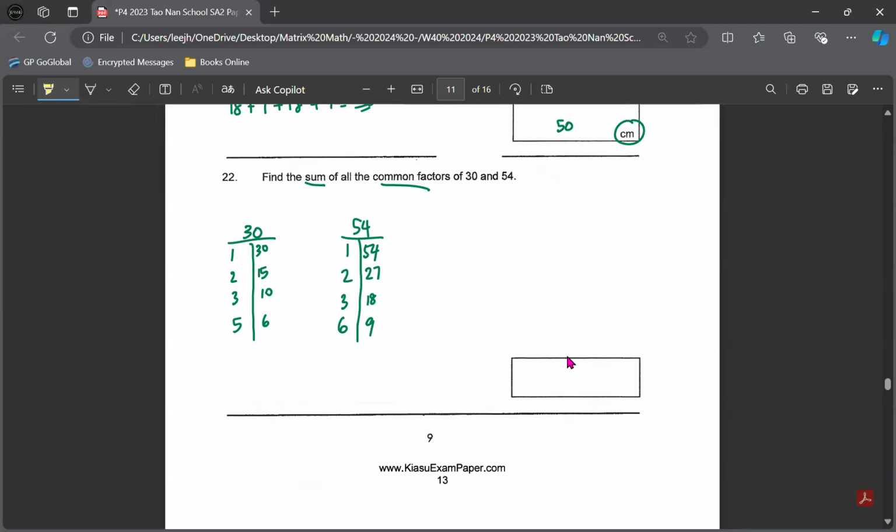So which are the common factors? The common ones will be 1. 1 is a common factor. 2, 3, and 6. So these are the common ones. And we want to find the sum of these common factors. I'm just going to add 1 plus 2 plus 3 plus 6. Answer is 12. Okay, read properly.